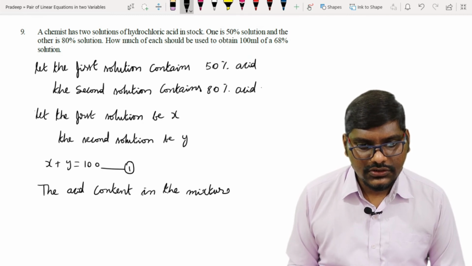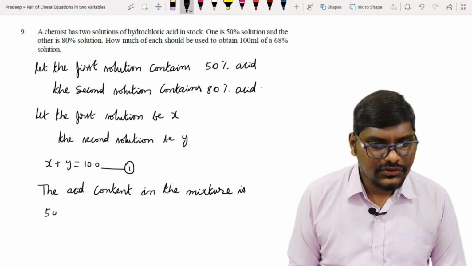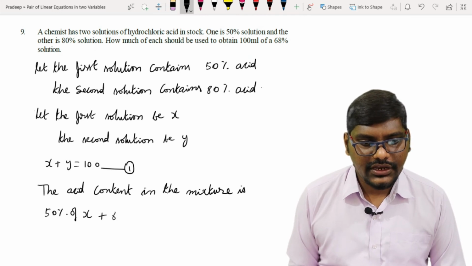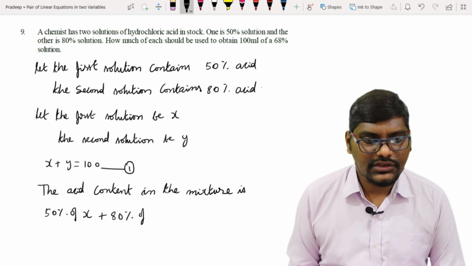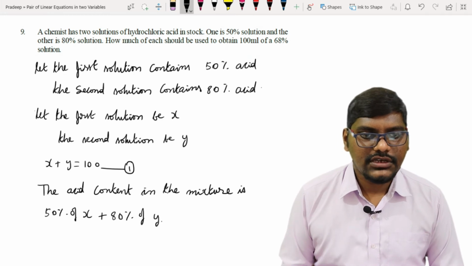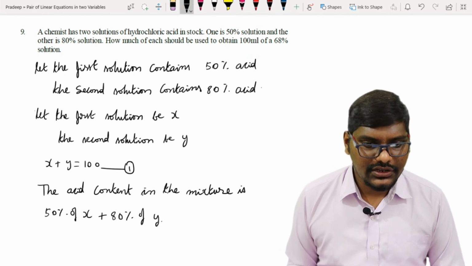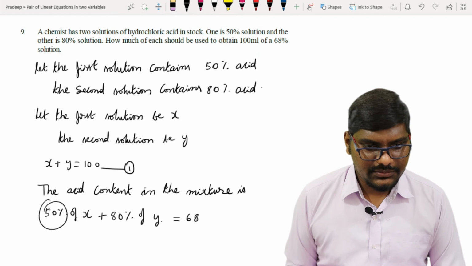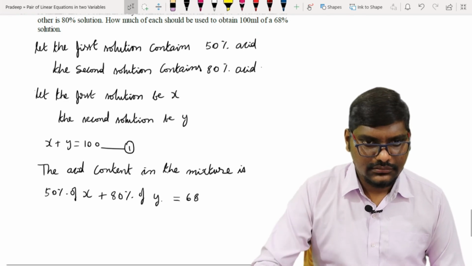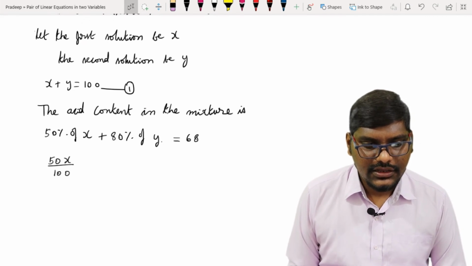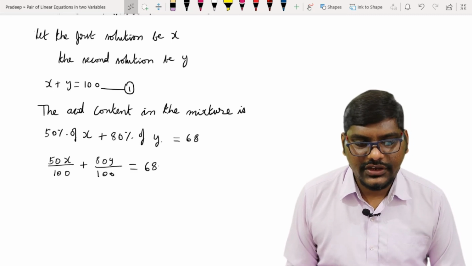So we'll write it as 50% of the first solution, which we took as x, and 80% of the second solution, which we took as y. So 80% of y we can write. They're saying 68% is there, so I can write equal to 68. As this is given in percentage, we'll write in this form: 50x by 100 plus 80y by 100, because that was in percentage form. So this equals 68.